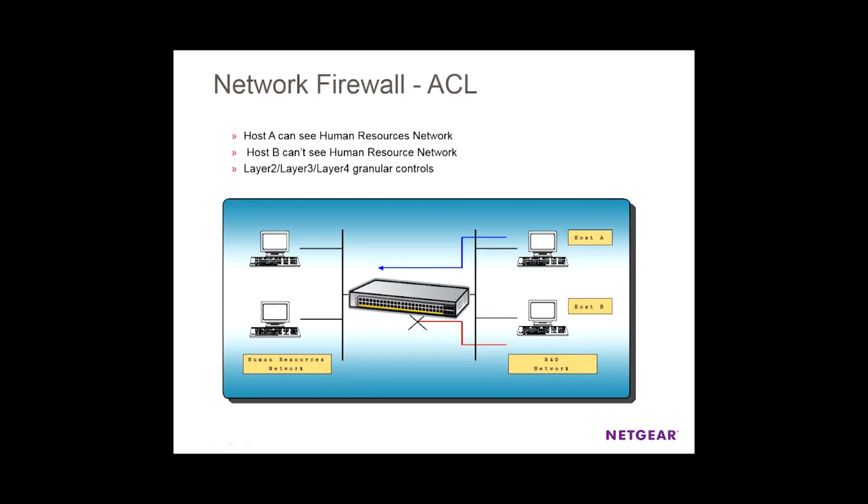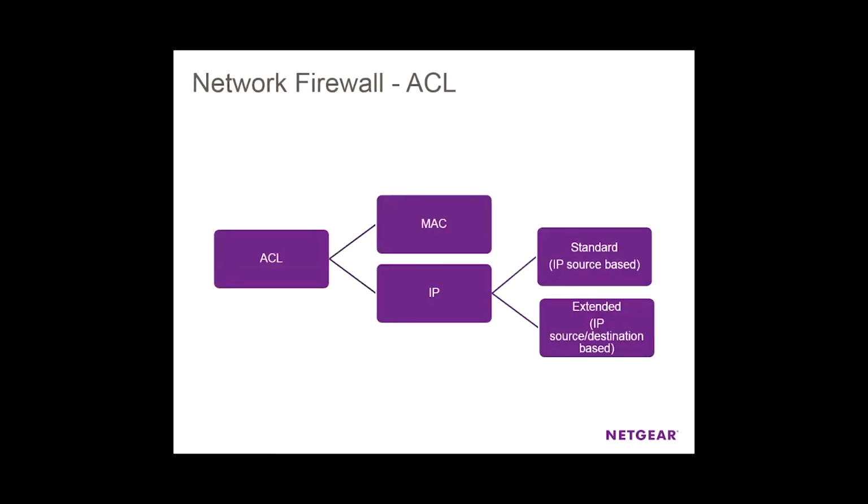So for example, I can set up a rule where I say host A can see the human resources, but host B cannot see human resources. In the ransomware case, we can limit which protocols the different computers can use to see the server or the backup tool, so we can limit the way that we are seeing the different protocols.